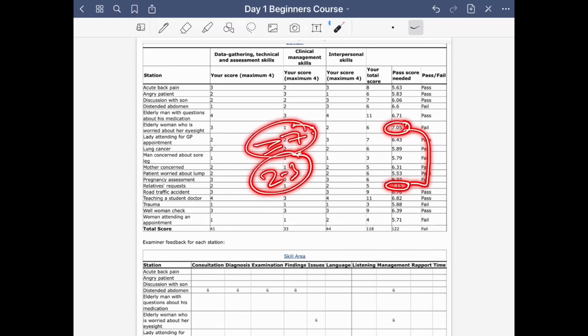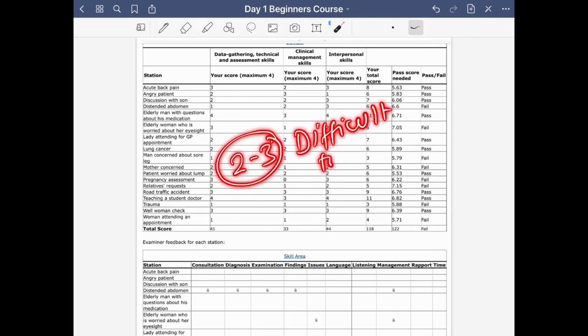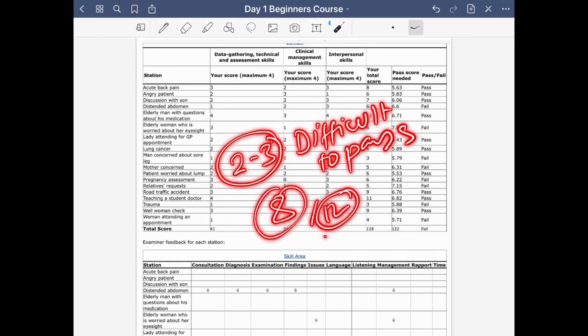That means since your pass score comes in the decimal, but your real score does not come in the decimal, it will be whole numbers. So if the pass score needed is greater than or equal to 7, that means 7 point something, you need to score at least 8 to pass those stations. Therefore, keep in mind that 2 to 3 stations in the PLAB 2 are always difficult to pass. Scoring 8 out of 12 is a bit difficult task.